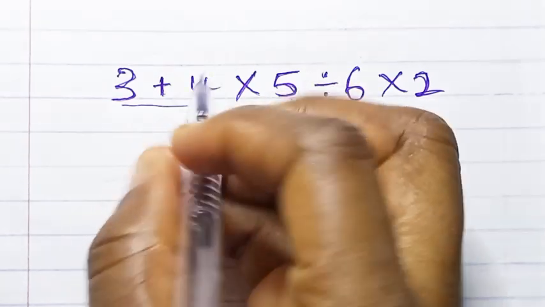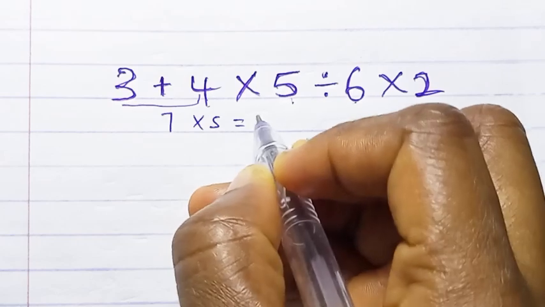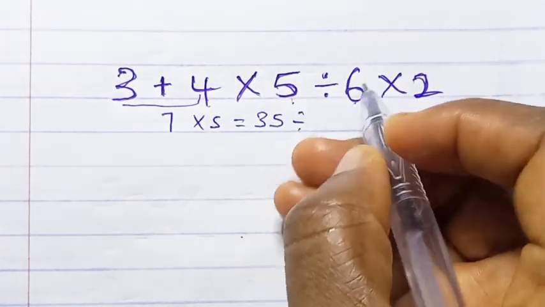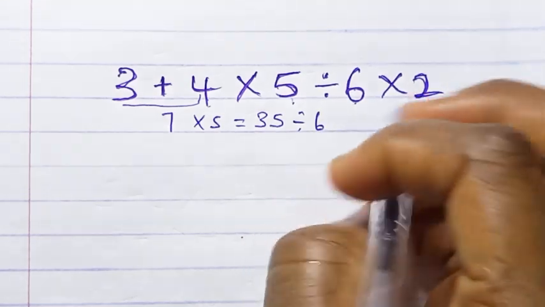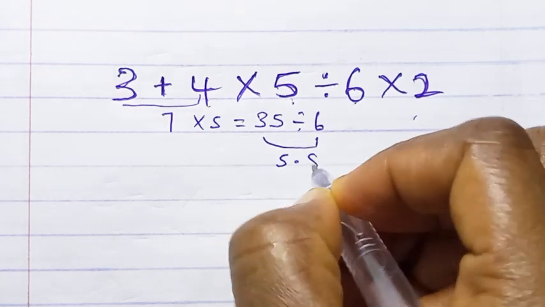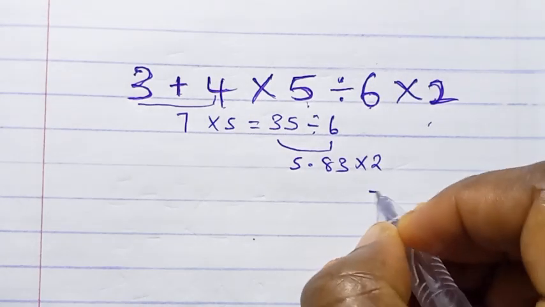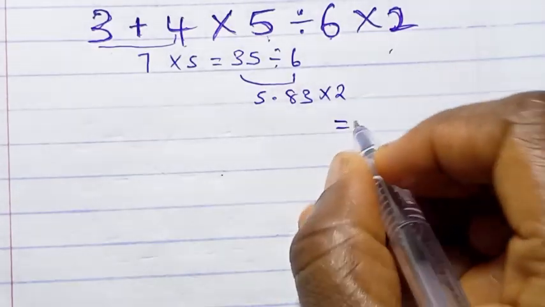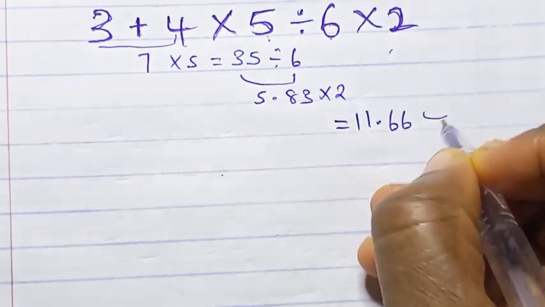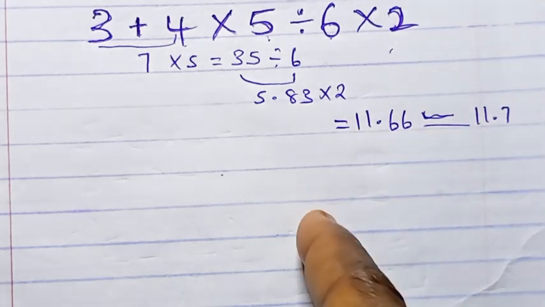3 plus 4 will give you 7. Times 5 will give you 35. Then you now have 35 divided by this 6. Okay? When you do 35 divided by 6, you're going to have 5.83. Then multiply by these 2, bring down these 2 to have 11.66, which is approximately 11.7. But you see, this answer is wrong.